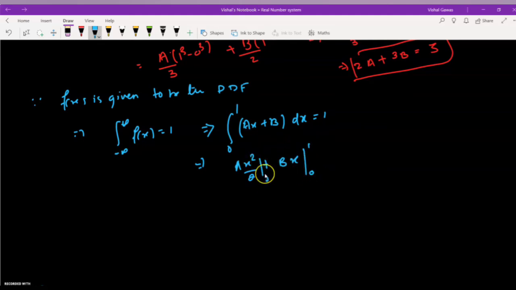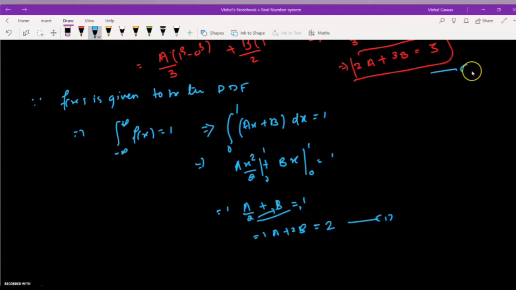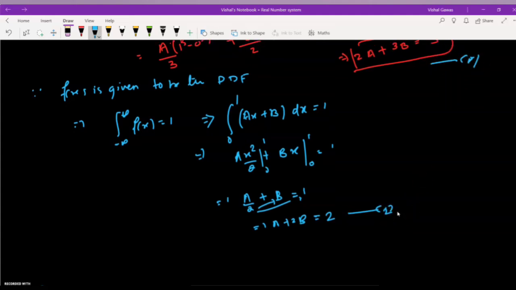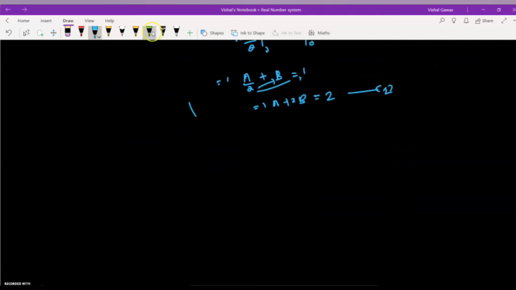0 to 1 equals 1. This would imply this will be 1 square minus 0 square, which is 1 by 2. And this will be b into 1 minus 0, that's b, so a by 2 plus b equals 1, implies a plus 2b. If I just multiply 2 here and 2 here, what I get is a plus 2b equal to 2. So this is 1, and this can be 2 for me, right? Now I have two equations. I can solve them all day long, right?